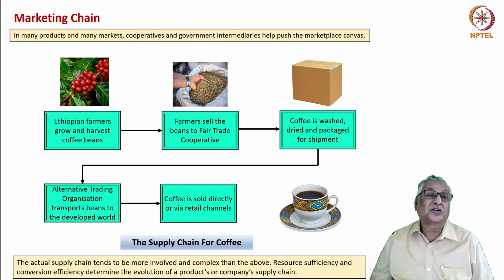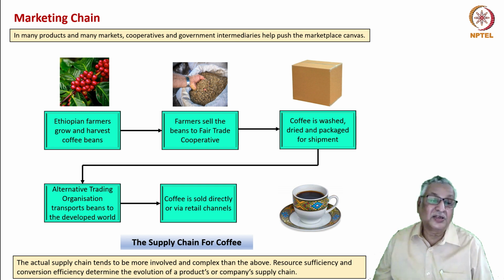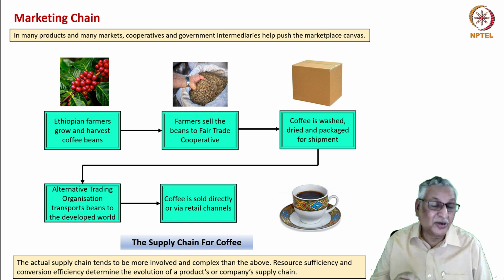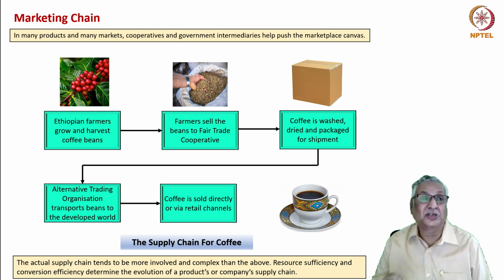To understand this concept of marketing better, we should also understand that there is a marketing chain or a supply chain, whichever way you look at it, which influences the development of market. And in most of these things, cooperatives and government intermediaries operate. Here is the supply chain for coffee, which I have presented.